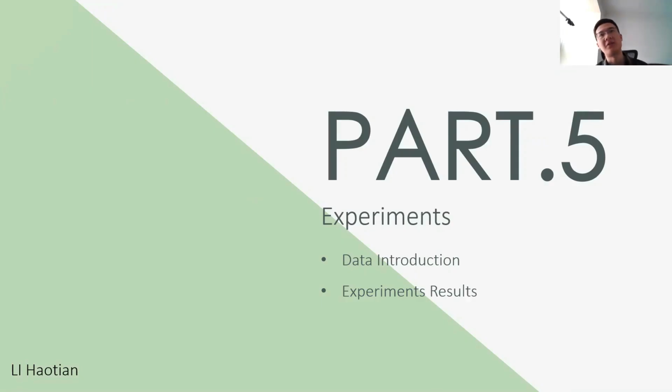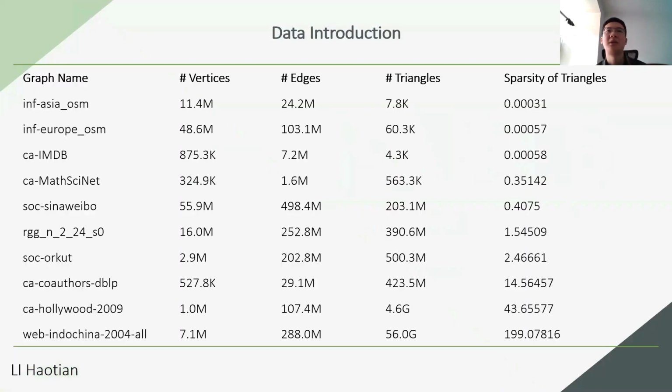And then I'll introduce some experiments we've done. We choose 10 different graphs and compare the results of 4 different algorithms. First, let me introduce our dataset. We choose 10 graphs with different size of vertices and edges, and then calculate the exact number of triangles of them. The information of them is listed as following.